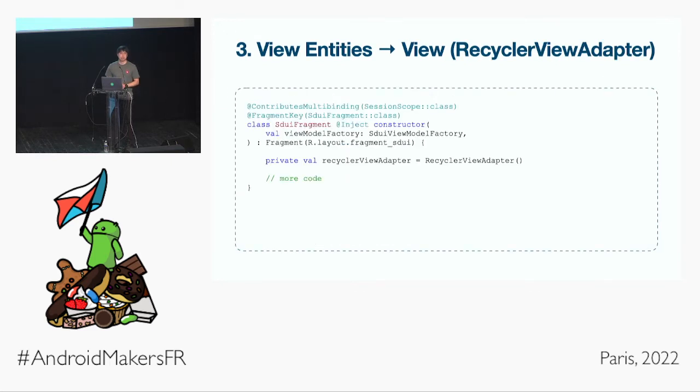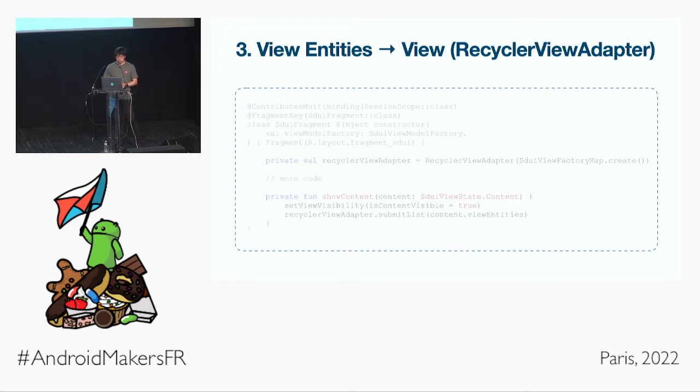Cool. Now we just need to set it in the adapter. To set it in the adapter, basically you create the RecyclerViewAdapter, and then you just create the factory map and create the object, and add it in the RecyclerViewAdapter. Then you just need to submit in the RecyclerViewAdapter, and it will just load in the RecyclerView. Cool.